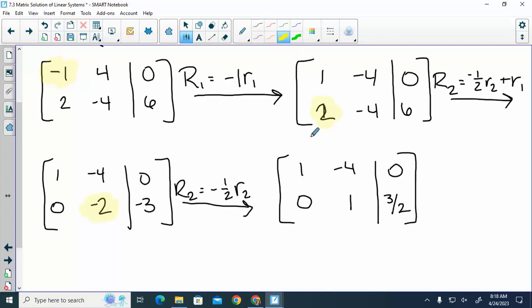Okay, we're almost there. We got our 1, so now we need this to be a 0. So what row am I changing? What would I do? Well, let's just start with row 1, it's a negative 4. What do you have to add to negative 4 to get a 0? 4. So we're going to take the second row times 4 and add them together.